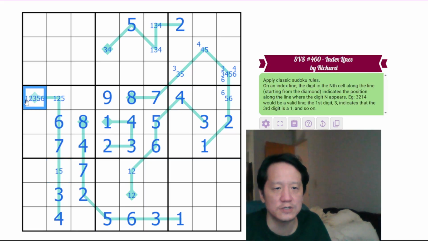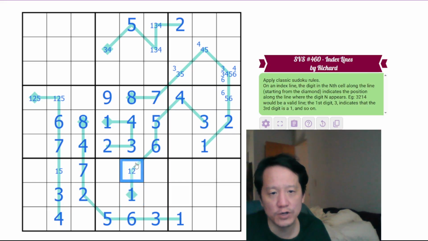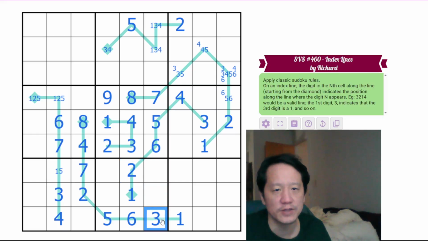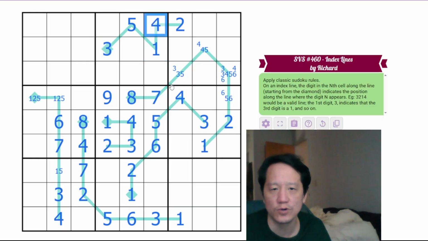No 3, 6. No 3, 6. 2 eliminates 2 here. So that's 1, which makes 2 there. 1 is in the first spot, 2 is in the second spot. 3 eliminates 3 being here. So where is 3 on this index line? It must be here, which is saying 1 has to be in the third spot. So this is 1, and that's 4.